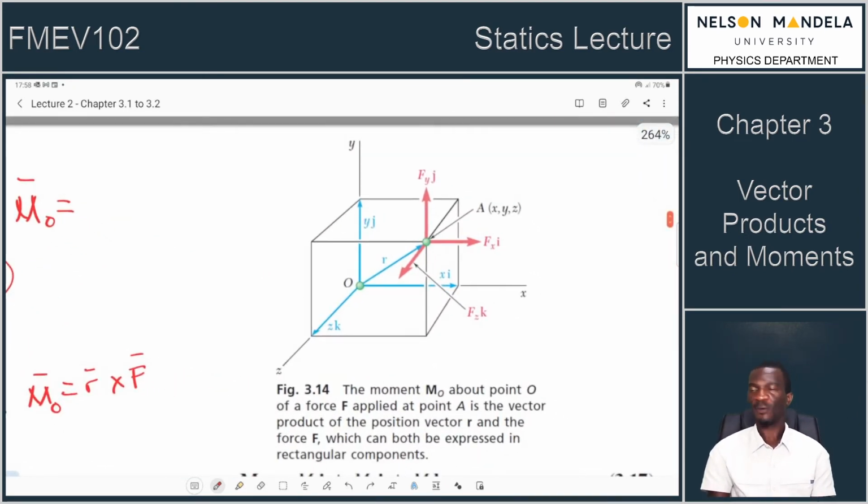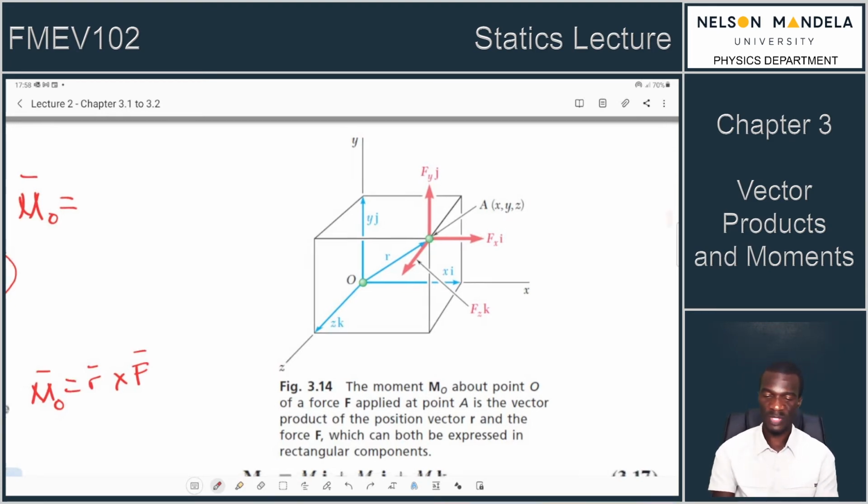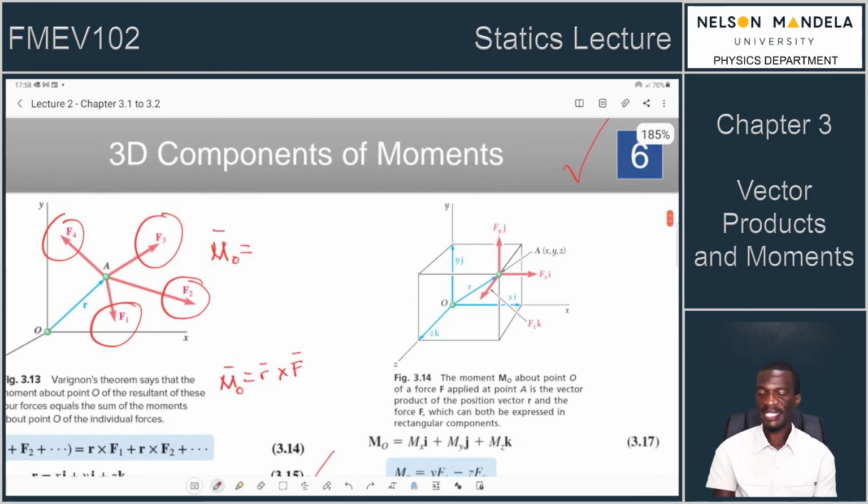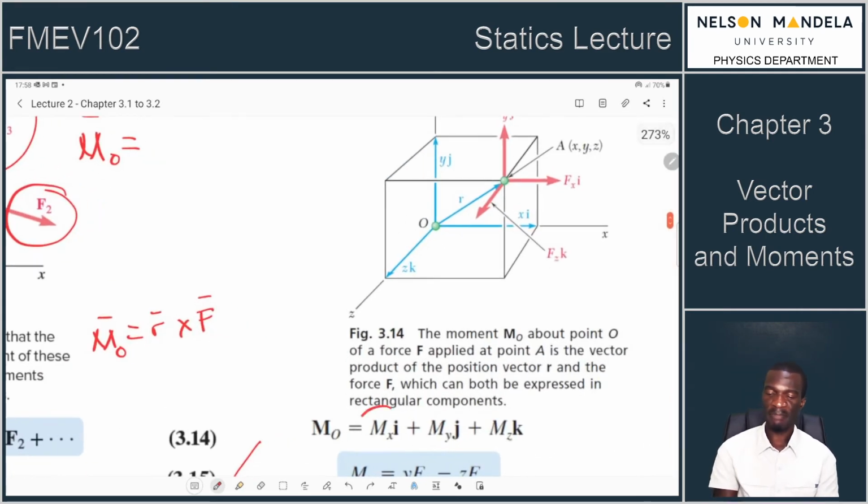Right, so figure 3.14 emphasizes that each force, remember, is in the ijk. That is what we saw in that other equation. This means that your moment will be made of three components: the i component, the j component, and the k component. Remember, the moment is a cross product, so it's a vector.